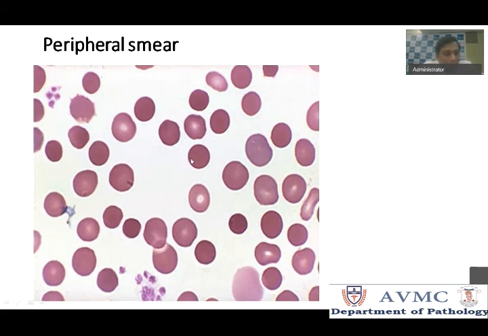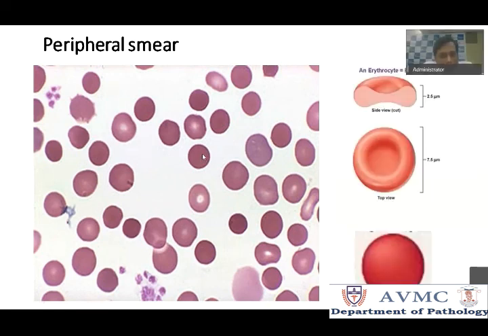For normochromic, it should be biconcave. I told you, right? It's like a donut. For all South Indians, I would say it's like a medu vada. So hyperchromic is when it turns circular. If the RBC changes structure from biconcave to spherical like this, the central pallor is lost and all the hemoglobin is concentrated, and that is why you are finding this.